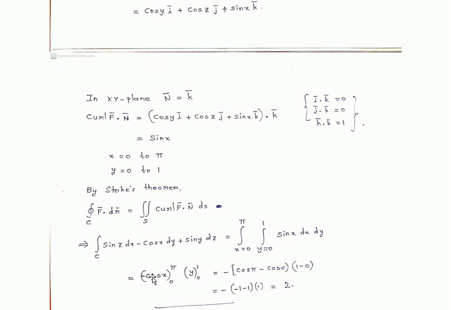Sin x integration is minus cos x, x limits are 0 to pi. Integral 1 dy is y, limits 0 to 1. Minus of this value is cos pi minus cos 0, upper limit value cos pi minus lower limit value cos 0. And for y, 1 minus 0 is upper limit minus lower limit. That is equal to cos pi value is minus 1, minus of minus 1, minus cos 0 value is 1, into 1, equal to 2. So this is the value. In this way we can calculate the line integral value by converting to a surface integral by applying Stokes theorem.